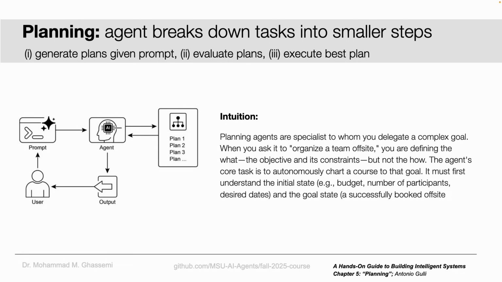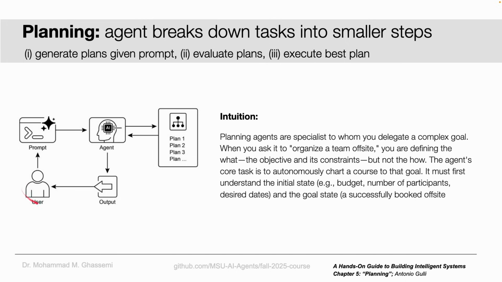So a planning agent takes a problem, usually a complex one, and figures out how to decompose that problem into a set of smaller, more manageable, concrete steps, okay? It does this in three sub-steps. There's generating plans given a prompt, evaluating whether that plan is going to work or not, and then, of course, executing the best possible plan. From a functional flowchart perspective, I've got it illustrated down here.